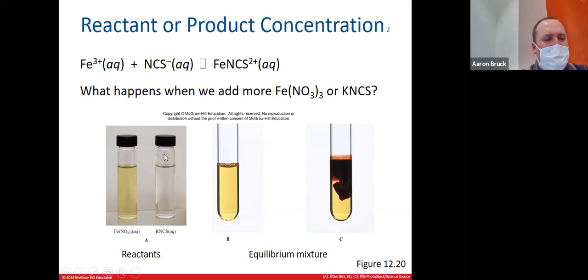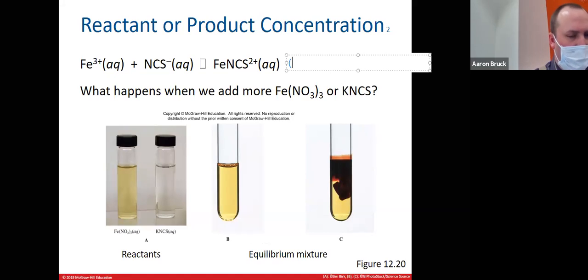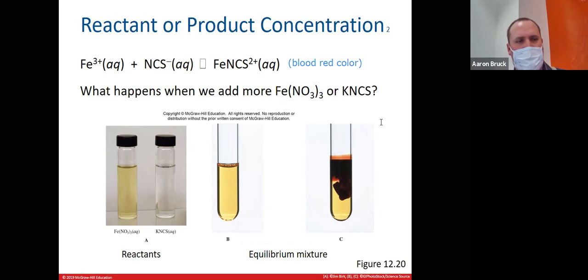When these two come together, they will form a complex ion known as ferric thiocyanate complex. This complex is well known for its blood red color. Now the question is, when we add more iron 3 nitrate or more potassium thiocyanate, what would happen to this equilibrium system?